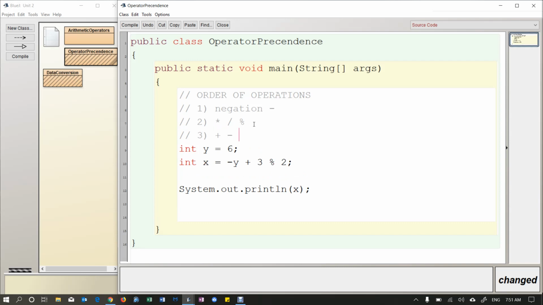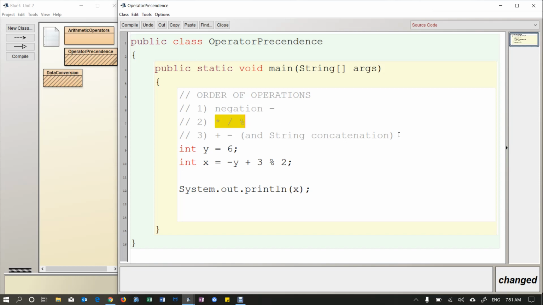And string concatenation. So we don't really think of this as a math operator, but if you're joining two strings together with a plus sign, that's going to be on this level of precedence. So this will happen after multiplication, division, and modulus.